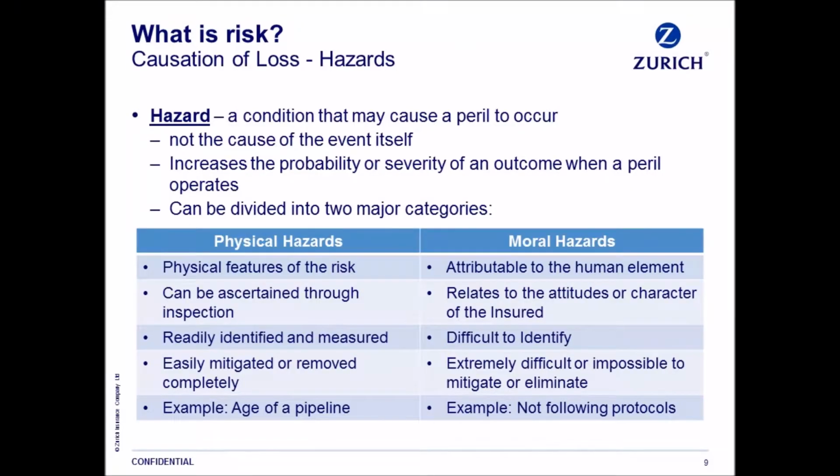On the other side, and this is the difficult one, are moral hazards, which are attributable to the human element. It relates to the attitude and the character of an insured and their employees. So, for example, are they honest? Are they following their safety guidelines? Are their emergency response procedures as hardy as they say they are? Essentially, you won't find these out until something's already happened. Because they are difficult to identify and assess, they're nearly impossible to eliminate from the insurer side.